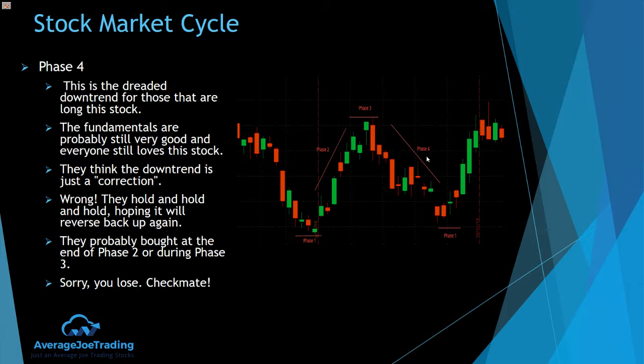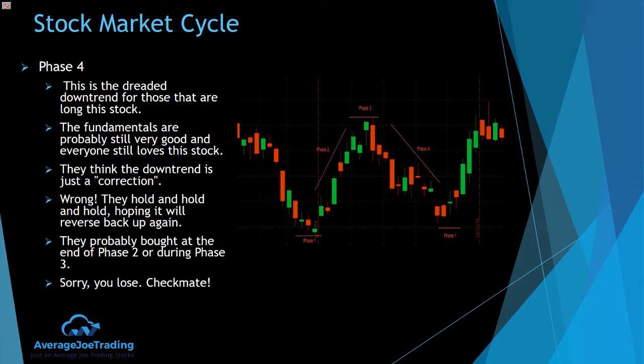So you want to make sure that if you're a long bias trader, you understand when phase 4 is, because you don't want to take positions when the stock is in phase 4. Here we could have been faked into taking a position somewhere in here by accident, and it just drops right back down. So we have to understand this. They'll hold it, thinking that it's going to bounce and we're going to continue higher.